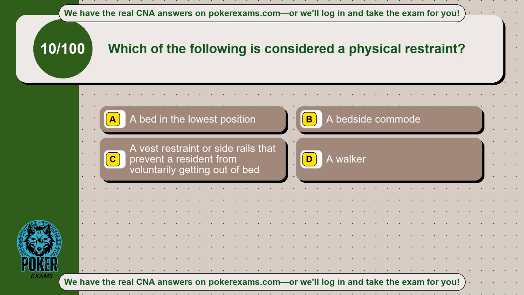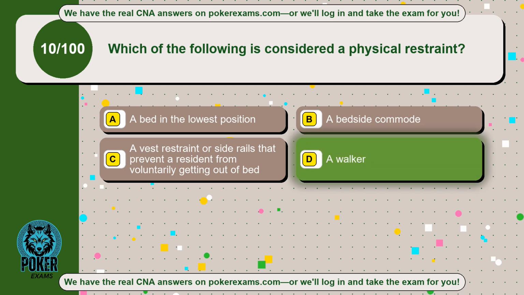Question 10. Which of the following is considered a physical restraint? Option A, bed in the lowest position. Option B, a bedside commode. Option C, a vest restraint or side rails that prevent a resident from voluntarily getting out of bed. Option D, a walker. The correct answer is option D, a walker.